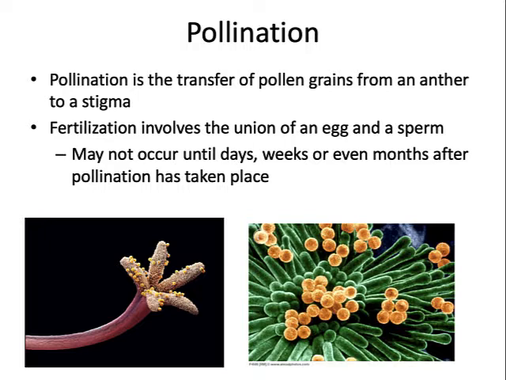Now, pollination is simply the transfer of pollen grains from an anther to a stigma, and fertilization is where the sperm and egg actually fuse. Now, pollination happens every time a pollen grain lands, but the pollen grain will not necessarily be received. Fertilization, on the other hand, may not occur until days, weeks, or even months after pollination has taken place.